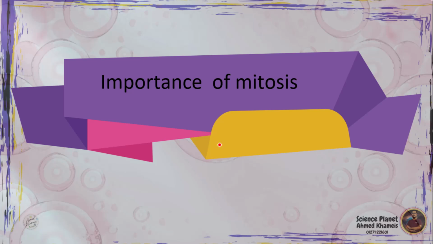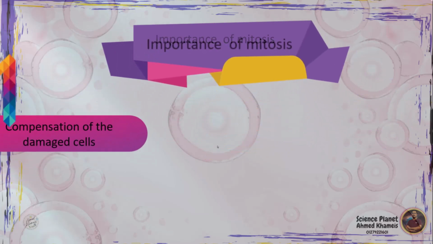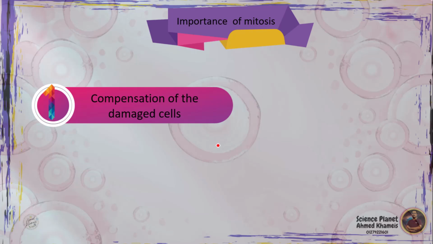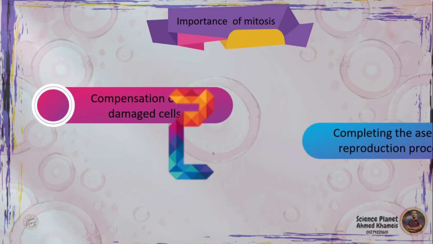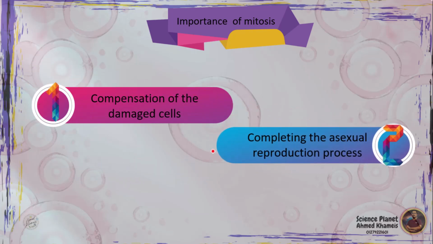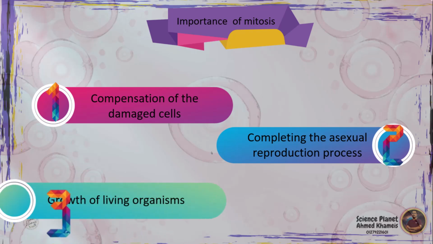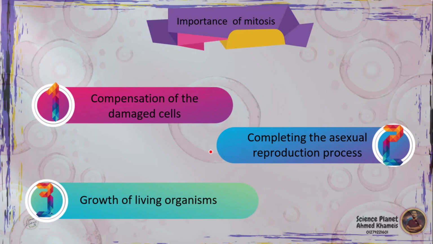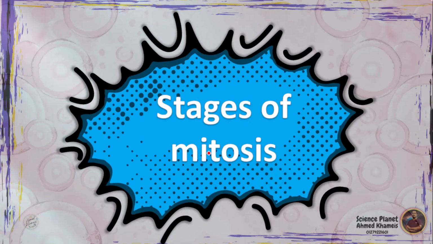So what is the importance of mitosis division? First, it compensates for damaged cells. It helps in completing the asexual reproduction process in some animals. And it helps in growth of living organisms. So as you were a baby and you grew up, your cells divide, and they increase in number, so they make you grow. So how does the mitosis division occur?